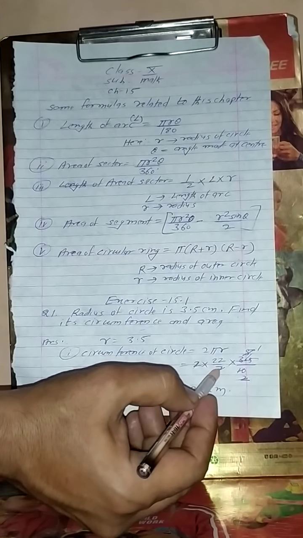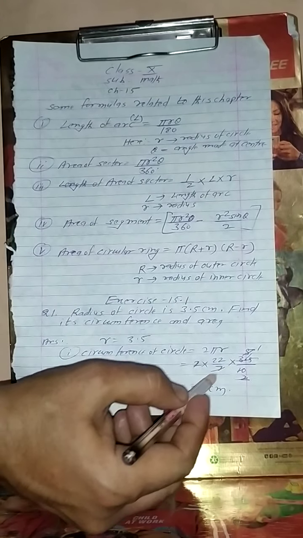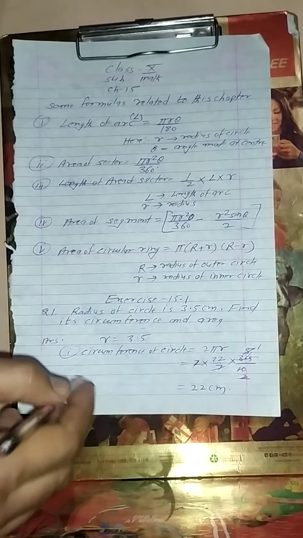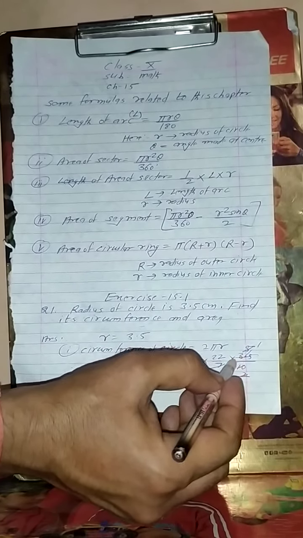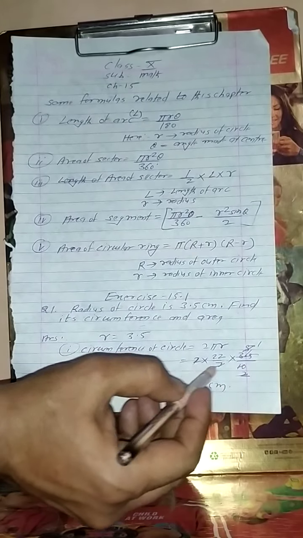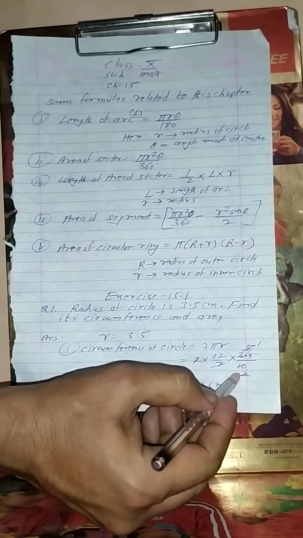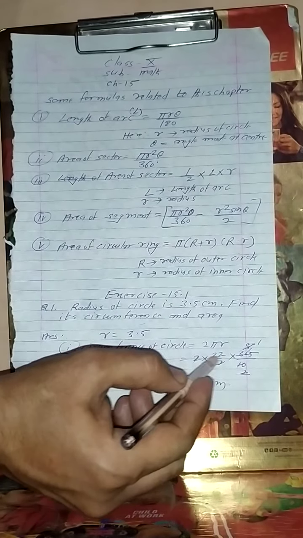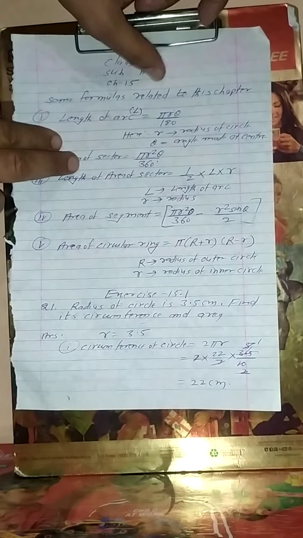Then we cut 7 and 35 by the 7 table. 7 1 is 7 and 7 5 is 35. Then 5 1 is 5 and 5 2 is 10. And then 2 1 is 2 and 2 1 is 2. We obtain 22 centimeter.